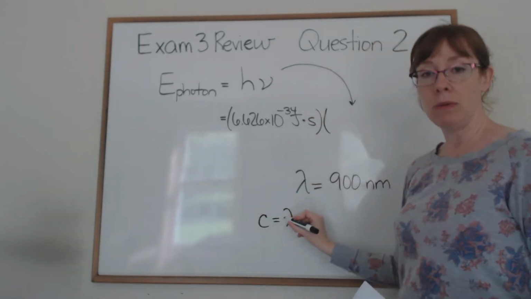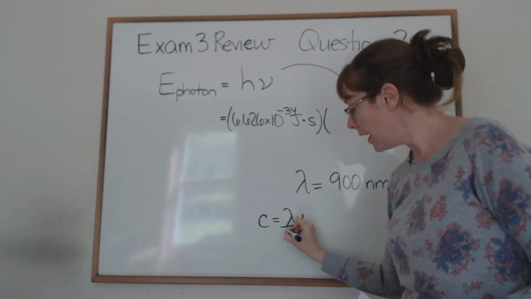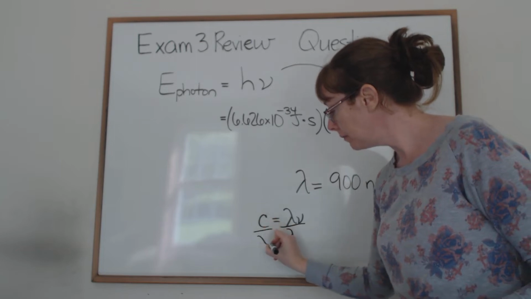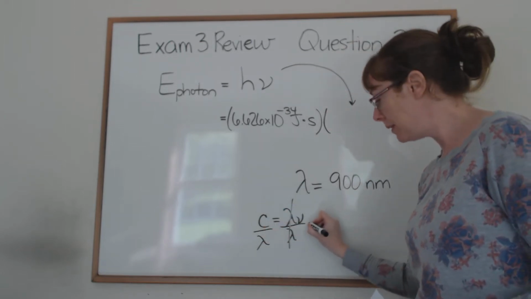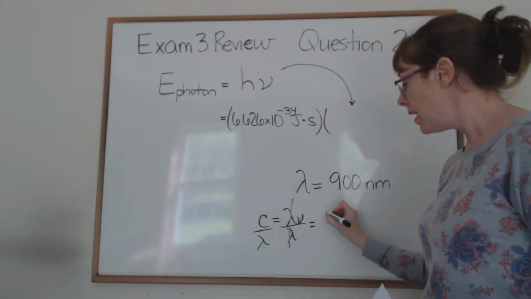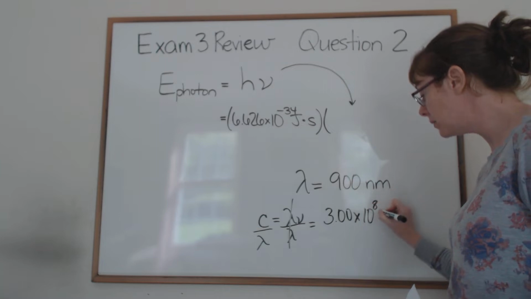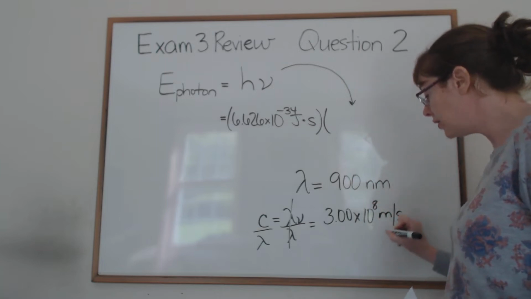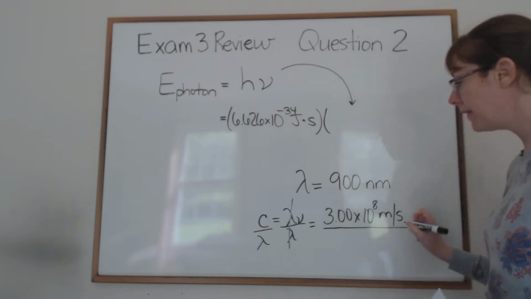The speed of light is equal to wavelength times frequency. So we need frequency. Let's go ahead and solve for frequency. Frequency is going to equal speed of light over wavelength. The speed of light is always the same value, 3.00 times 10 to the 8th meters per second. I wouldn't give you that in the question because I expect you to just have that memorized. But divided by the wavelength.